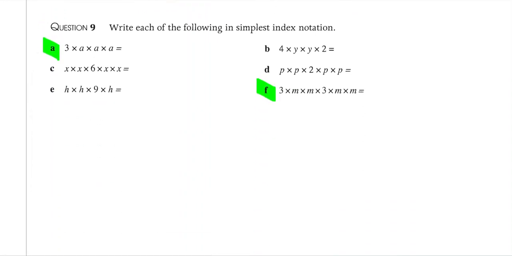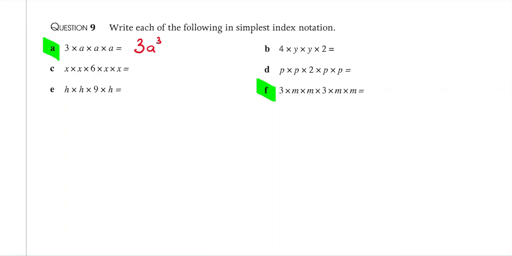Question 9. Keep going with the multiplication, putting more things in there. If we have a times a, we don't just go a. What do we do instead? A with a little power of 3. This is our indices. So the 3 will sit out the front, and a to a power of 3 is the shortest way to write that.